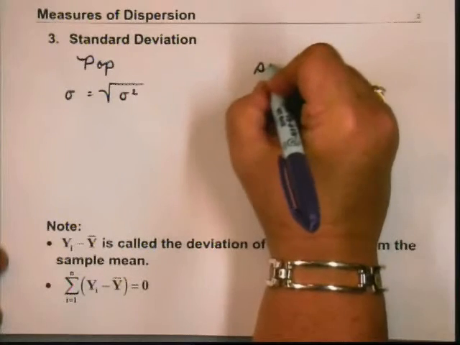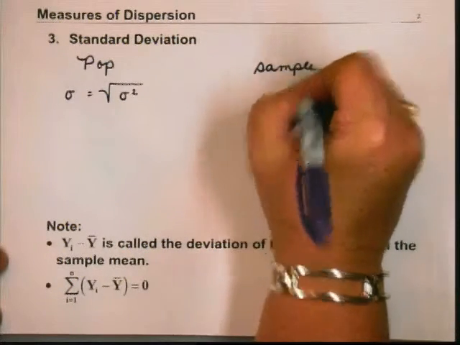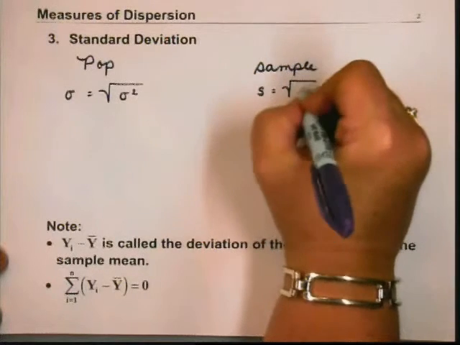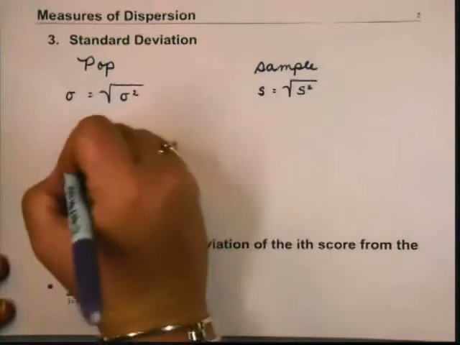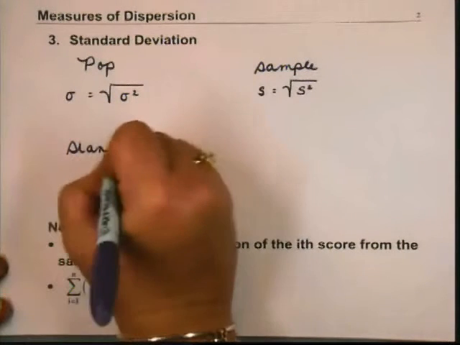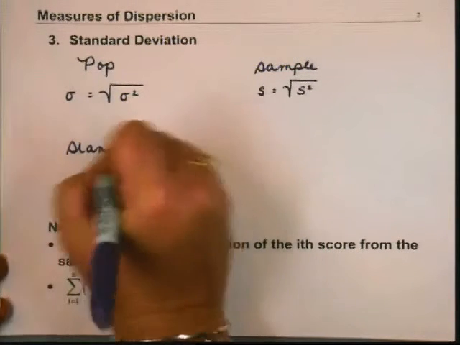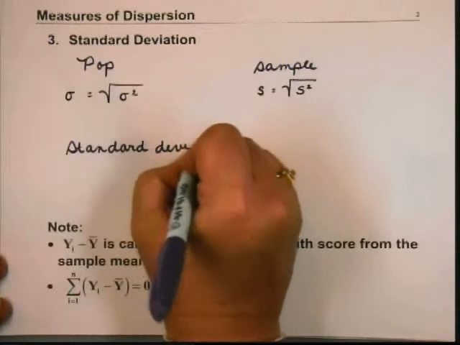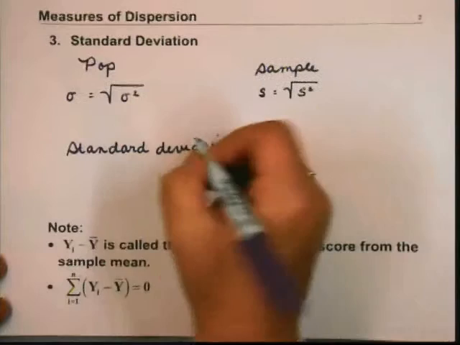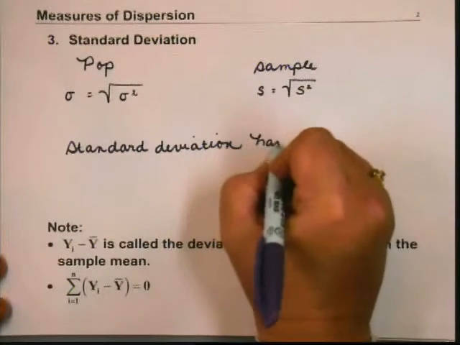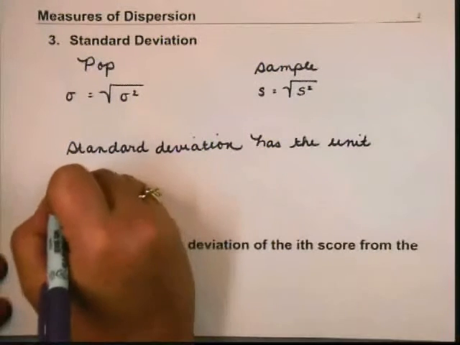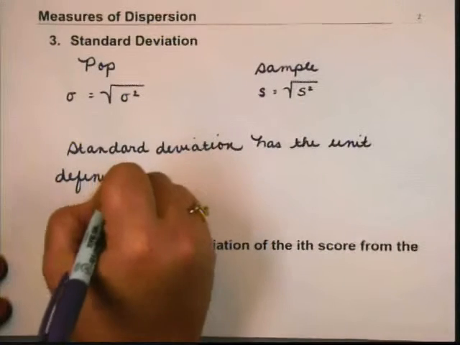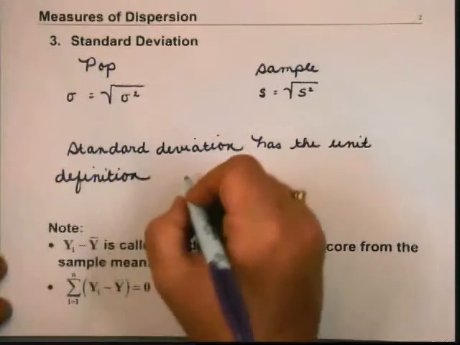And for a sample, standard deviation is given by lowercase s, which is the positive square root of s squared computed by any one of the above three formulas. Okay, and so the advantage then to standard deviation is that standard deviation has the same unit definition as the data.